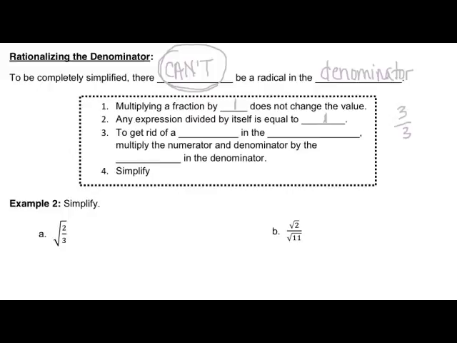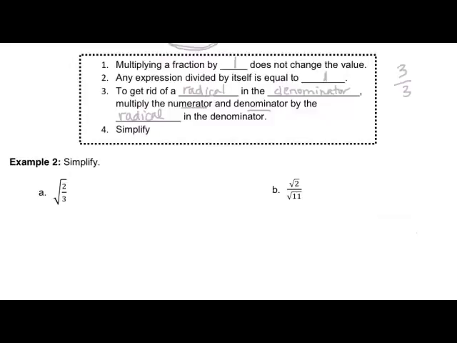So to get rid of a radical in the denominator, we're going to multiply the numerator and the denominator by the radical in the denominator. And then if possible, we're going to simplify. So let's look at our first example. We have the square root of 2/3. If you remember your division property, we can split this into the square root of 2 over the square root of 3. Now notice we have a radical in the denominator.